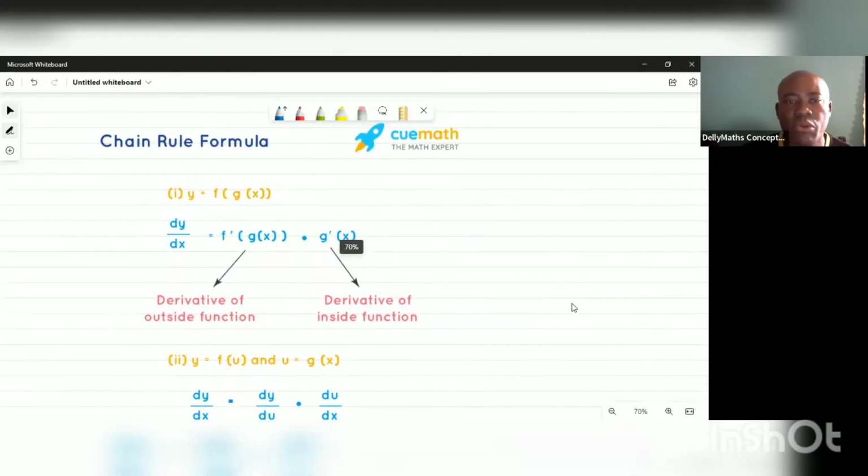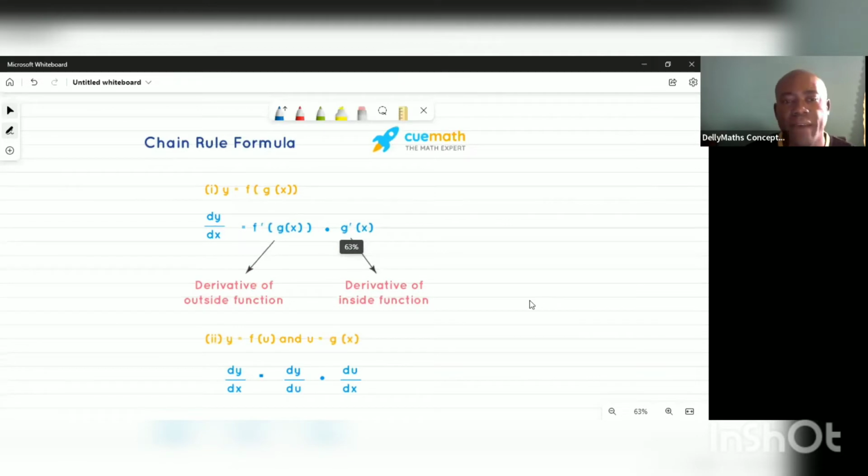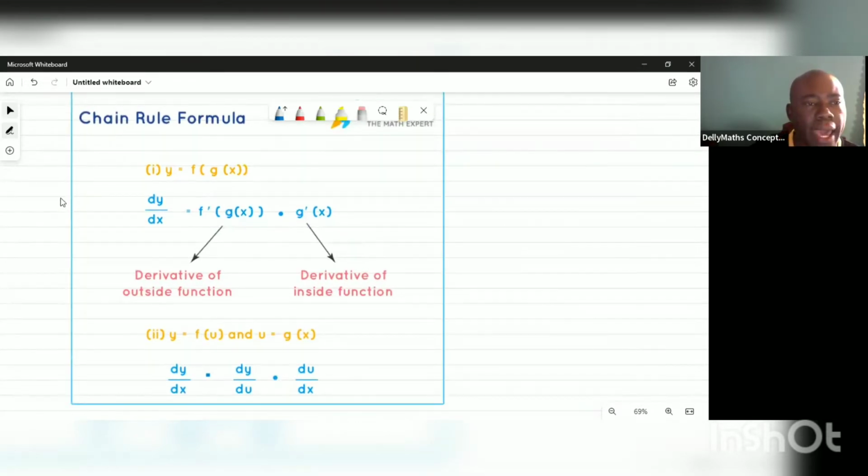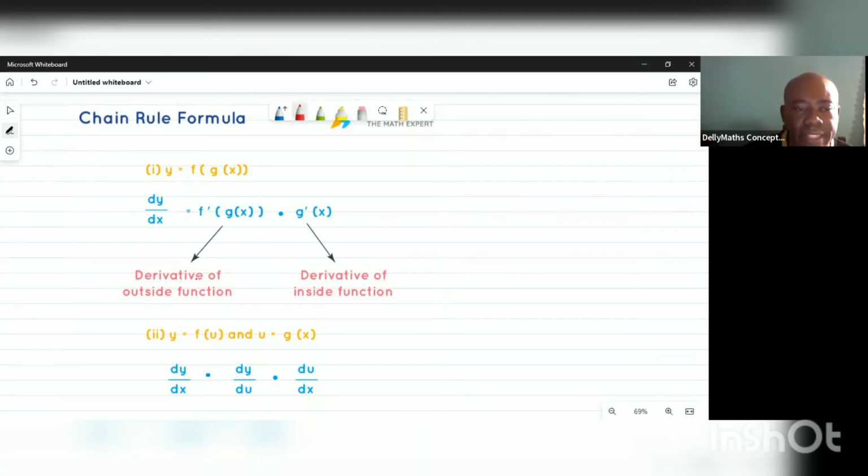So the chain rule basically says that if I have some functions, let us say, for example, I have y equal to f of g of x. So I have some composite function going on there. We're going to take the derivative of the outside function first, and then that will be multiplied by the derivative of the inside function. All right.